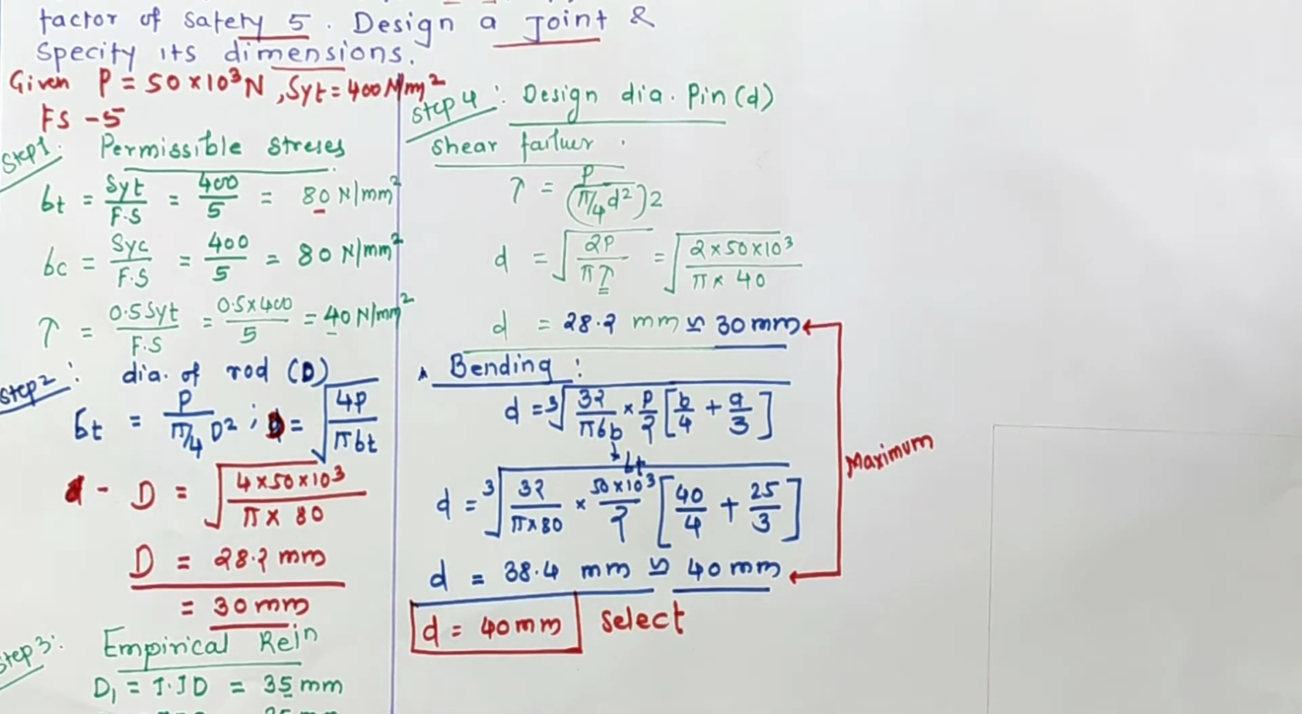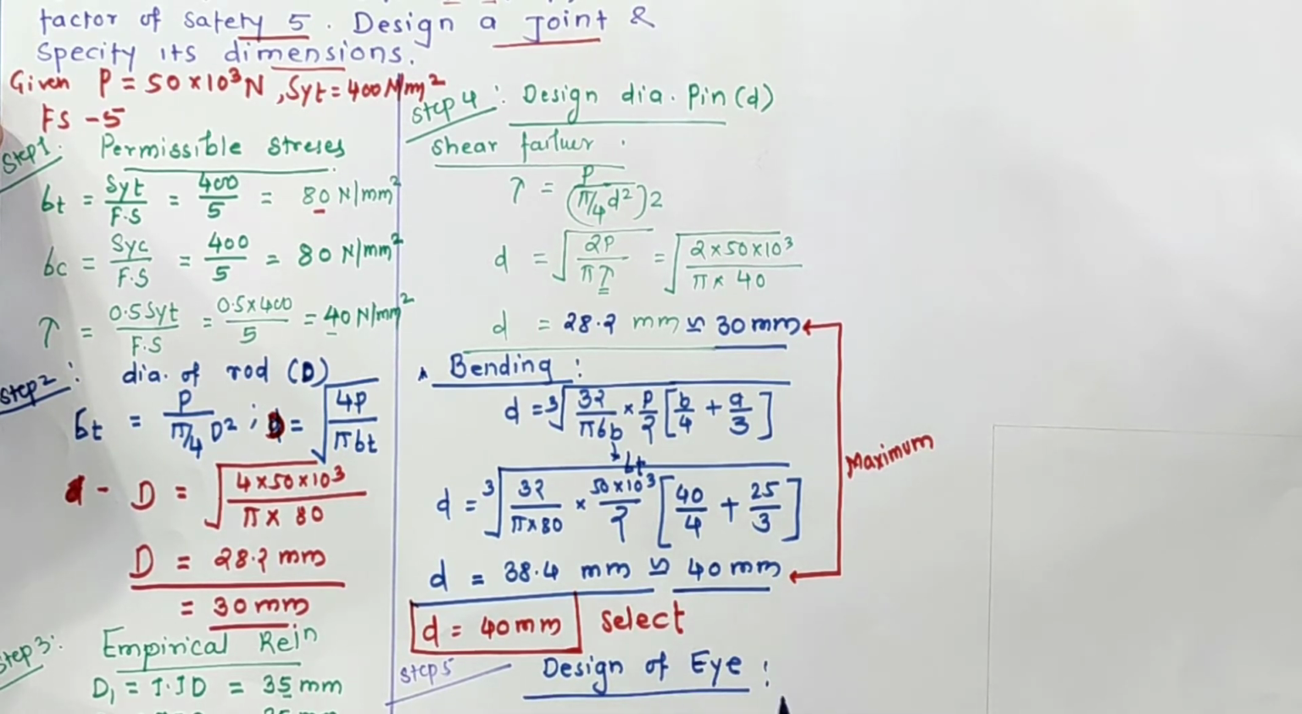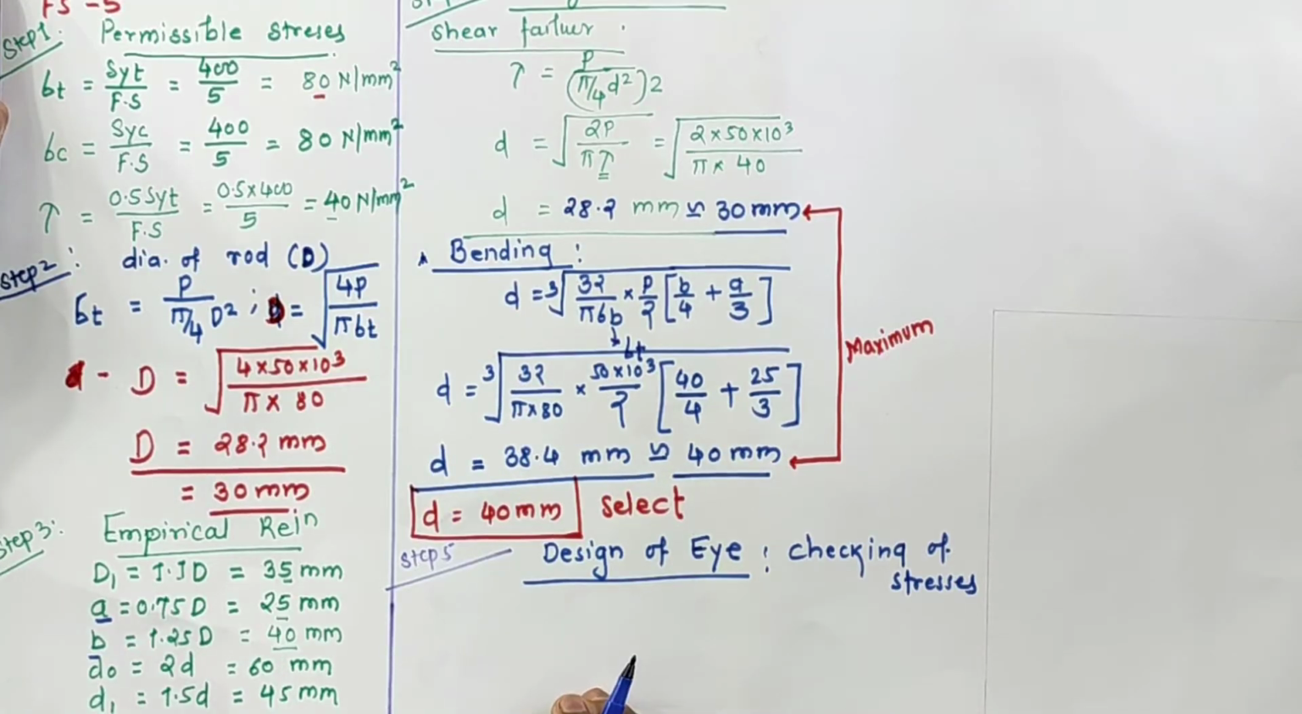Now we'll move toward step number 5, which is totally related with design of eye. For that we have seen the checking of stresses that we are going to do here. While doing the checking of stresses, I will have to use them one by one. First of all, tensile stress is P by area, B into dO minus D.